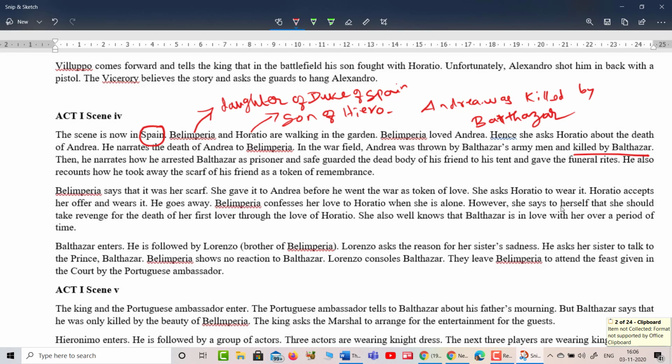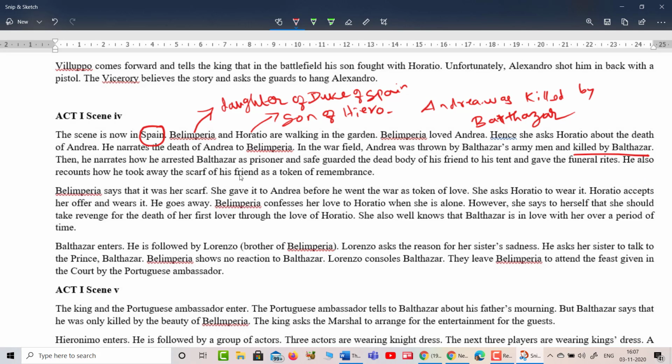Horatio narrates how he arrested Balthazar as a prisoner and carried the dead body of his friend to his tent and gave the funeral rites. He says that after Andrea was killed by Balthazar, Horatio fought with Balthazar and captured him as a slave, and took the dead body to the tent to give the funeral rites.